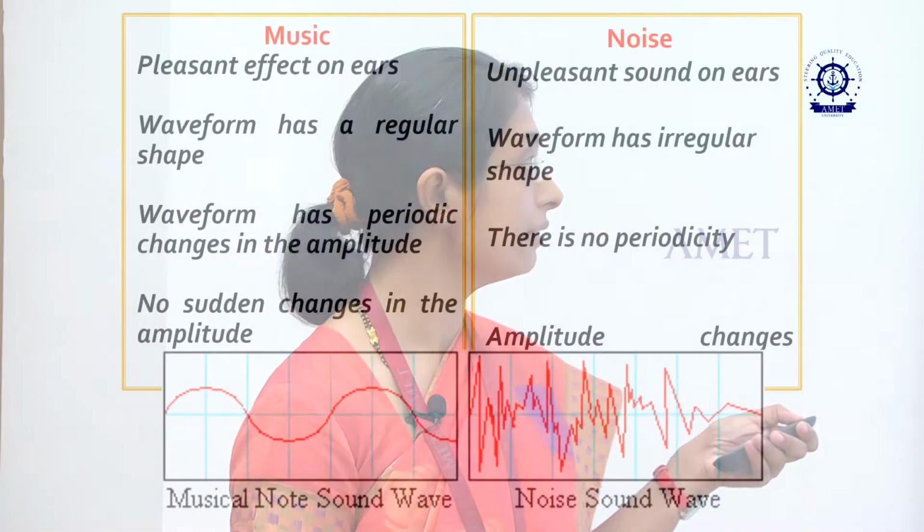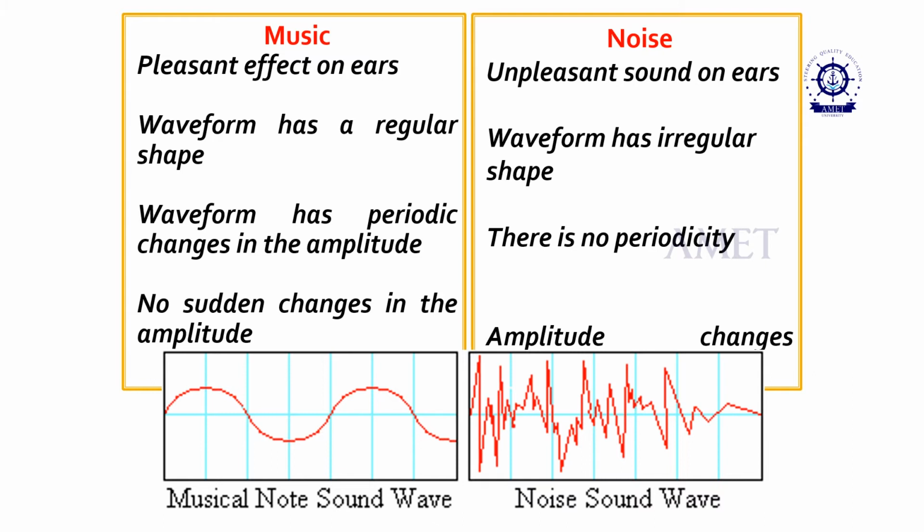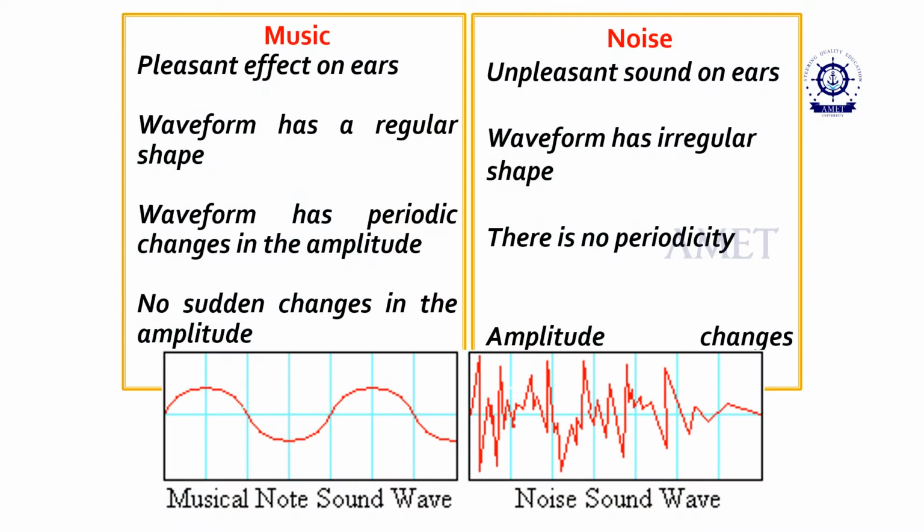Music has periodic changes in amplitude, whereas in noise there is no such periodicity. In music, you do not observe sudden or rapid changes in amplitude, whereas in noise the amplitude changes rapidly, as you see in the two pictures, where music follows a periodic change in the wave pattern, whereas noise is disordered and fluctuating.